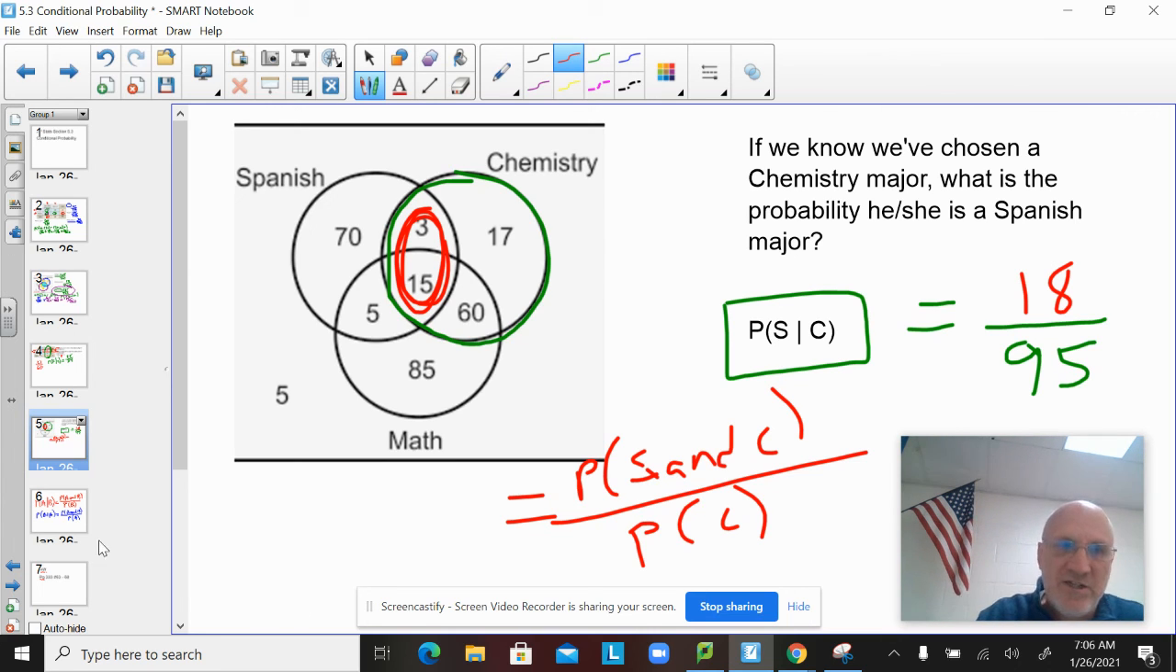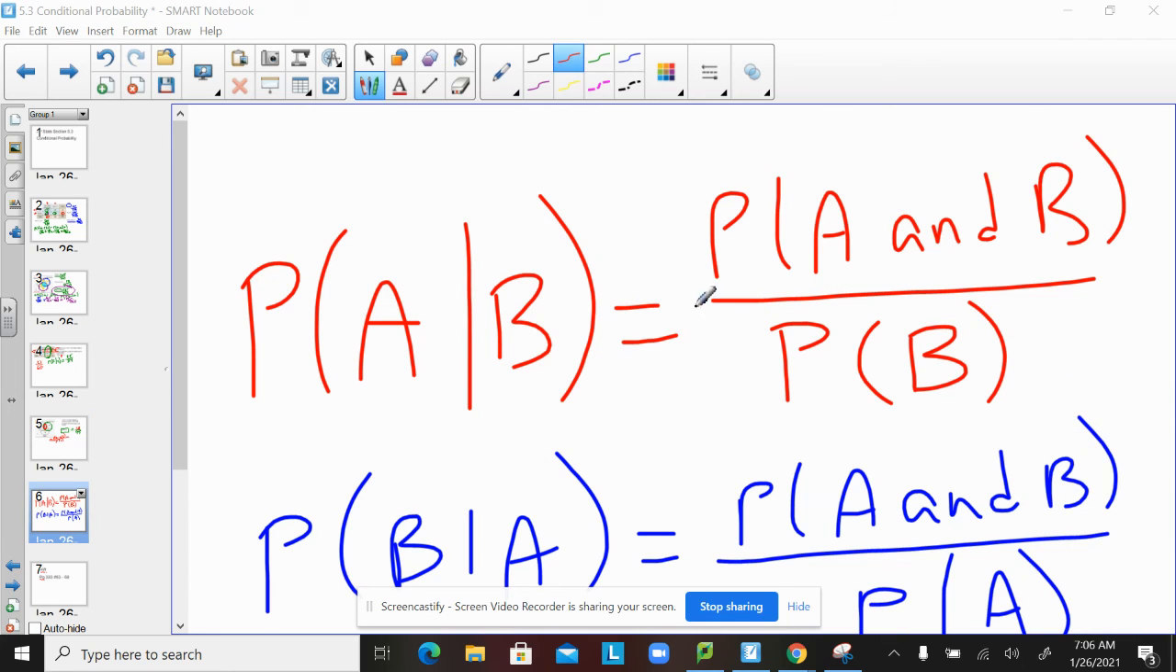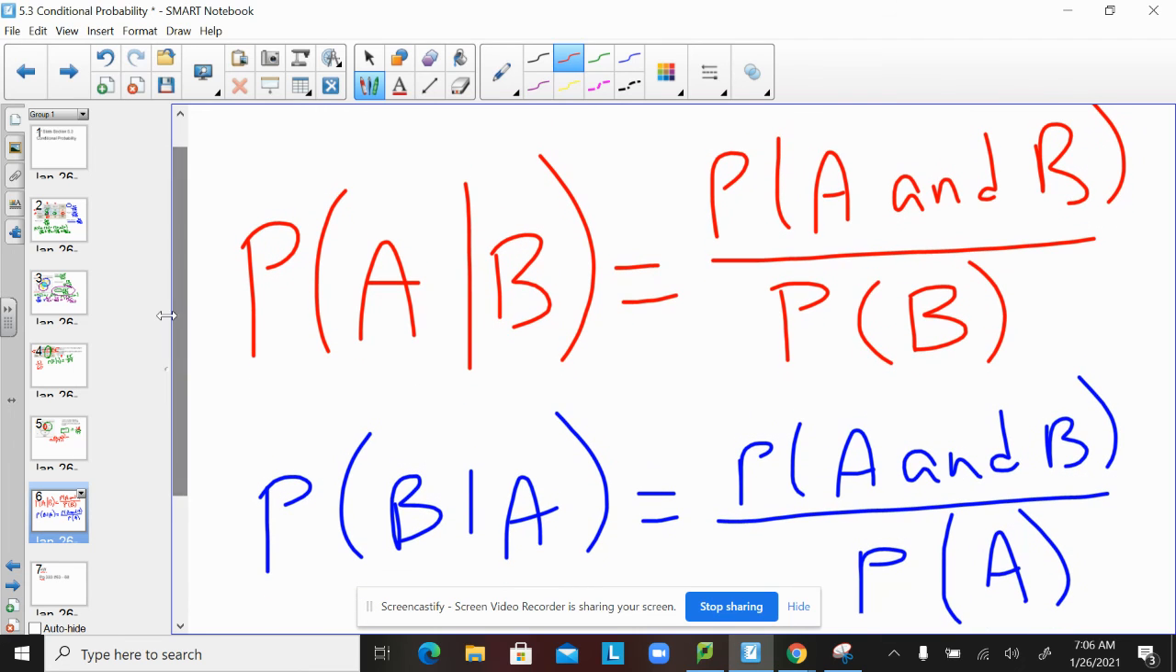And so to finish this up, here's the formula. I wrote it twice because the direction matters here. It's the probability of A given B equals the probability of A and B over the probability of B. Notice that B has got to be the second one. The overlap goes on top. I can write the overlap in either direction, probability of A and B or B and A. That doesn't matter. That overlap order doesn't matter.